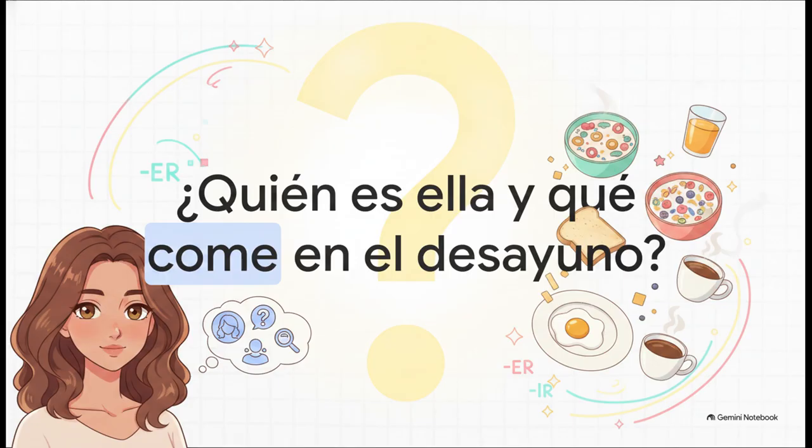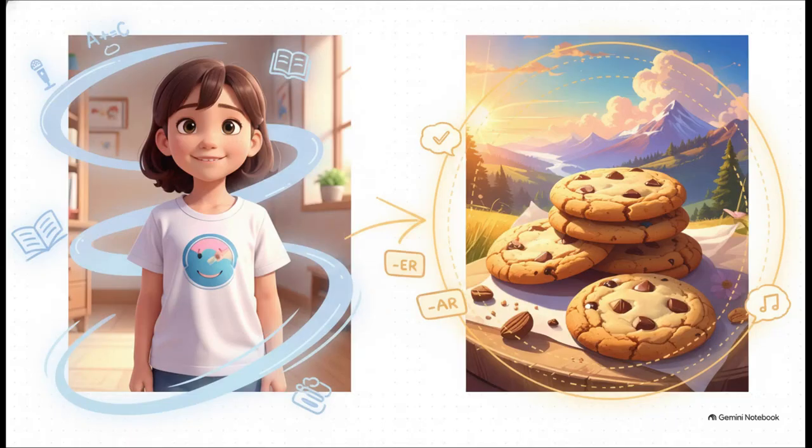I'm going to throw a two-part question at you to test your growing confidence. ¿Quién es ella y qué come en el desayuno? Who is she, and what does she eat for breakfast? And the answers unfold so clearly. First, we identify the subject. Ella es la niña. She is the girl. Next, we connect that subject straight to the action. La niña come galletas. The girl eats cookies. Notice how the come ending stays exactly the same whether the subject is Miguel or la niña. That's because they both sit neatly in that third-person singular category.